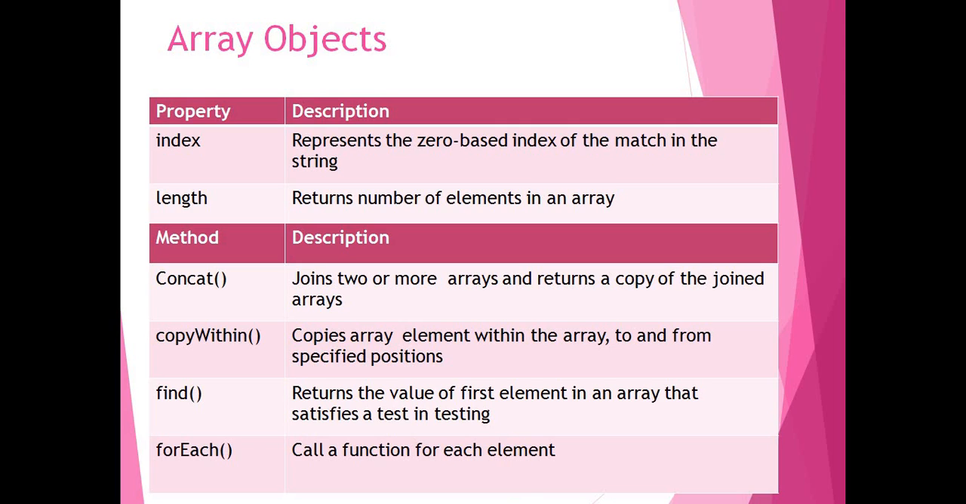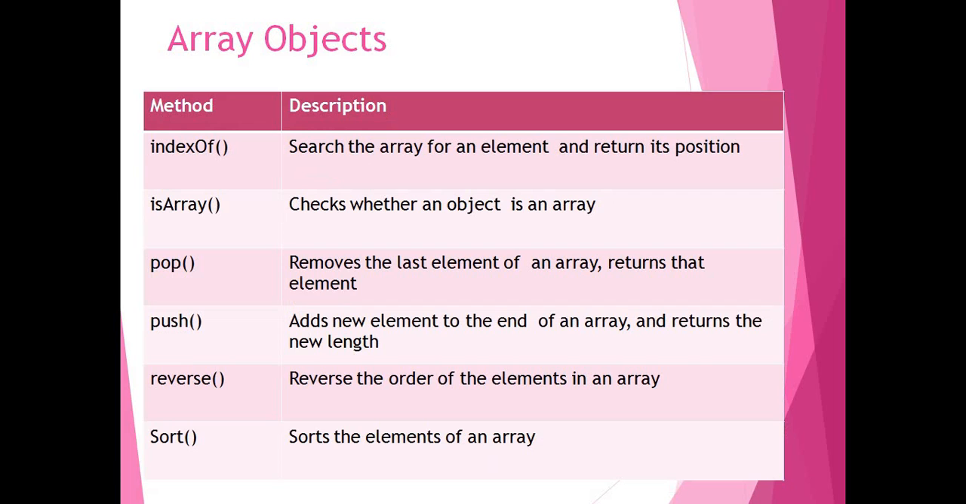For each and every element in the array, if there are 3 elements, it is going to call one function for all of the elements and perform the task written in the function. Next, indexOf. It is going to tell you the index of a particular element. So if we take an example of fruits and I write indexOf banana, it will return the index of that fruit, banana.